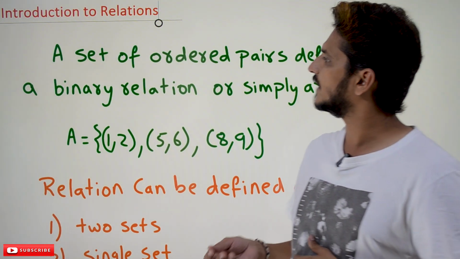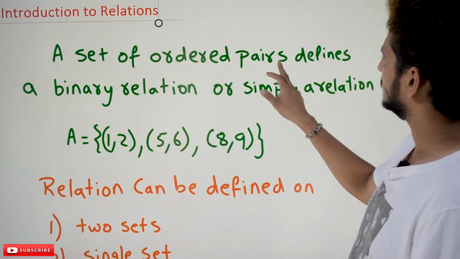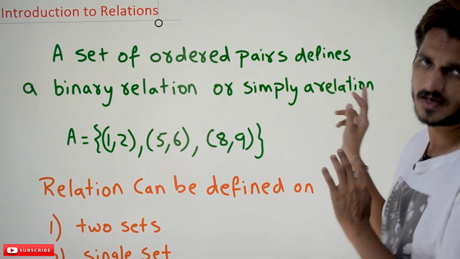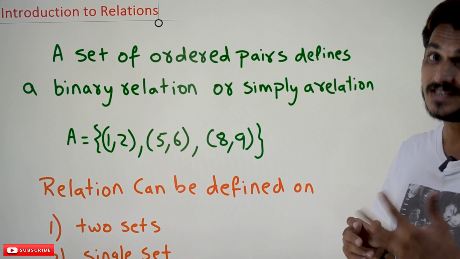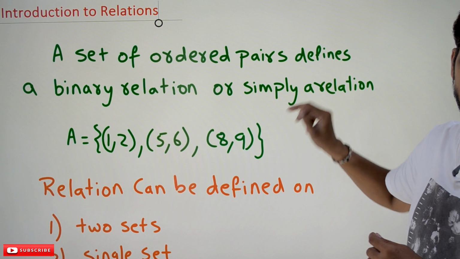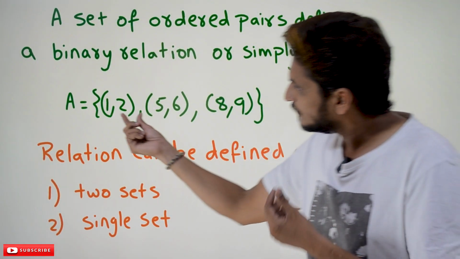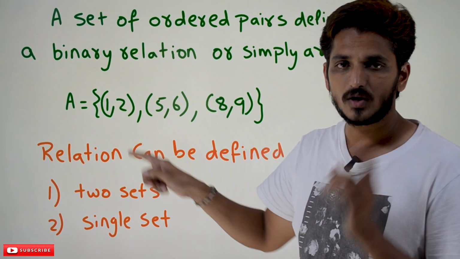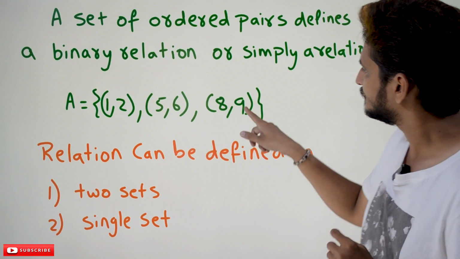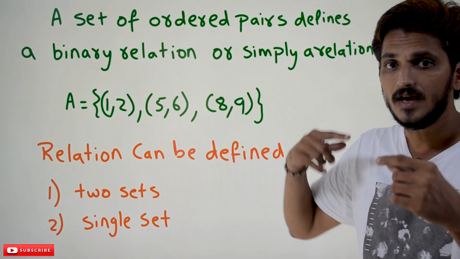So coming to today's class, first the definition. A set of ordered pairs defines a binary relation, or simply we call it a relation. With an example you are going to understand it better. A set of ordered pairs, what does that mean? Let's take a relation A. Ordered pair means 1, 2. This is one ordered pair. 5, 6, one ordered pair. 8, 9. A set of ordered pairs we call a relation.